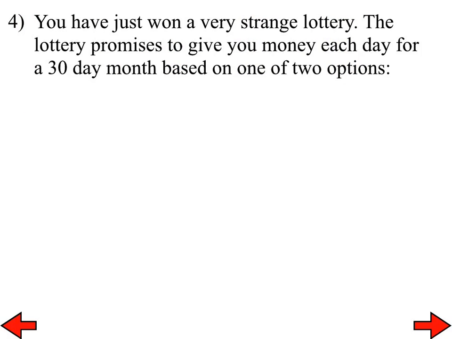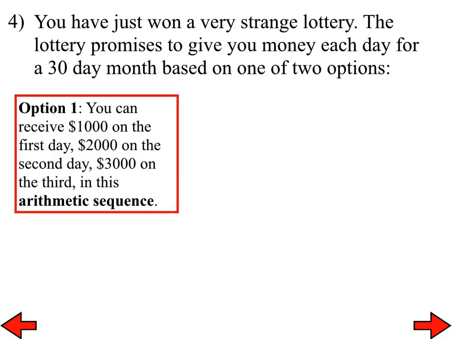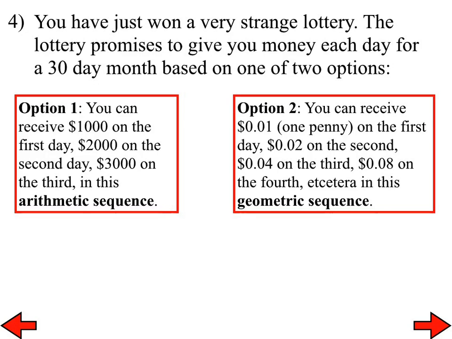You have just won a very strange lottery. The lottery promises to give you money each day for a 30-day month based on one of 2 options. Option number 1, you can receive $1,000 the first day, $2,000 the second day, $3,000 the third day, and so on. And that's an example of an arithmetic sequence because each day you receive $1,000 more. Or you can receive option number 2, where you receive a penny on the first day, 2 cents on the second day, 4 cents on the third day, 8 cents on the fourth day. How much would you get on the 5th day?